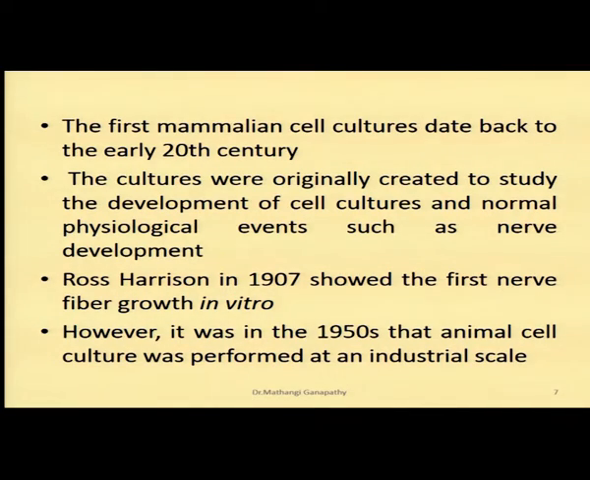So normal physiological events, and even when we are talking about embryonic development, the different developmental pathways. How does it differentiate? So that was the primary interest when cell culture techniques were developed first. Ross Harrison in 1907 showed the first nerve fiber growth in vitro. However, it was in the 1950s that animal cell culture was performed for the first time on an industrial scale.